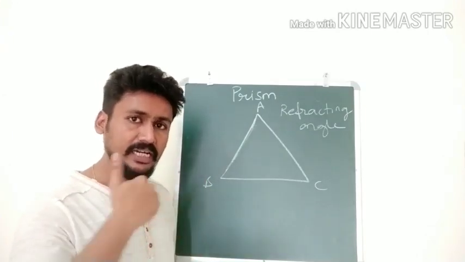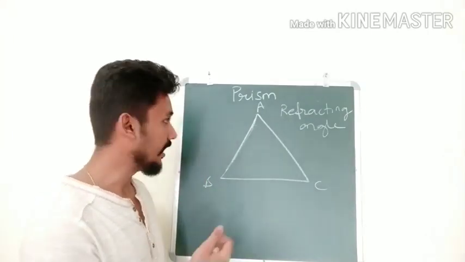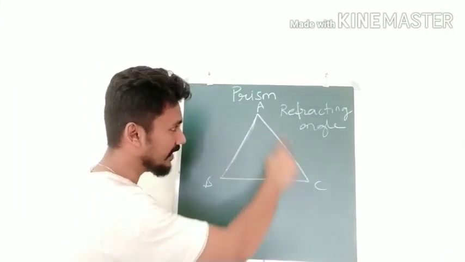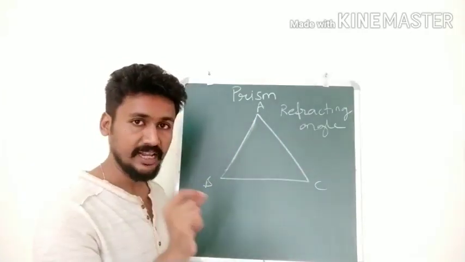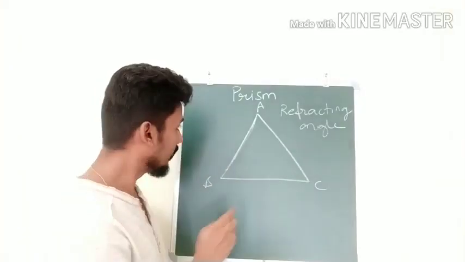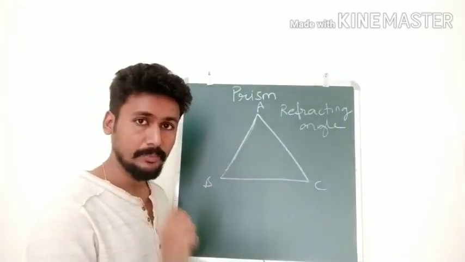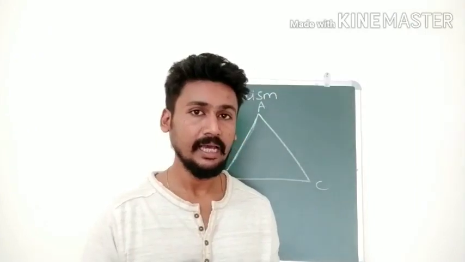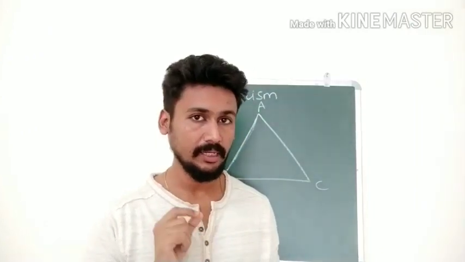Okay, so you can have different kinds of refracting angles. This particular angle BAC is the refracting angle, the angle opposite to the base. Fine. So this is the cross section of a prism. Now let us see how refraction will take place by our prism.